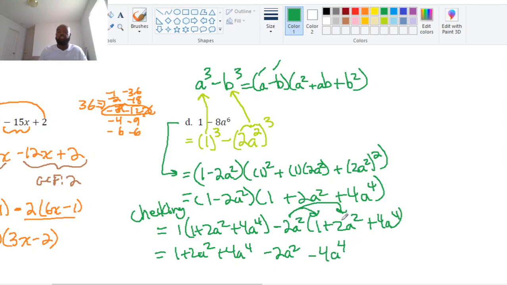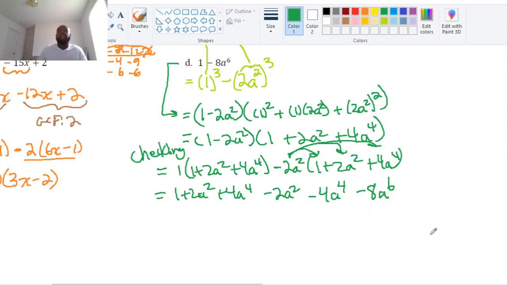minus a 4a to the 4th, because 2 times 2 is 4 and a squared times a squared is a to the 4th. And then I'm going to have a minus 8a to the 6th. And notice here we have some terms that cancel. The 2a squared and 2a squared cancel, the 4a to the 4th cancel, and we have 1 minus 8a to the 6th.